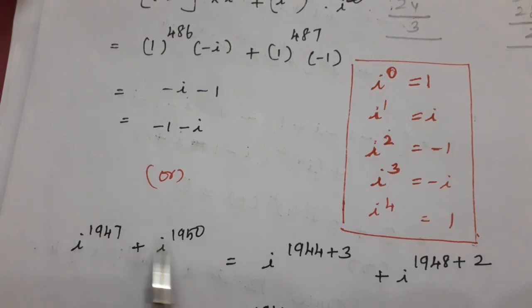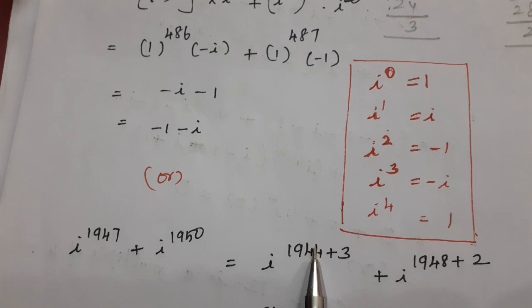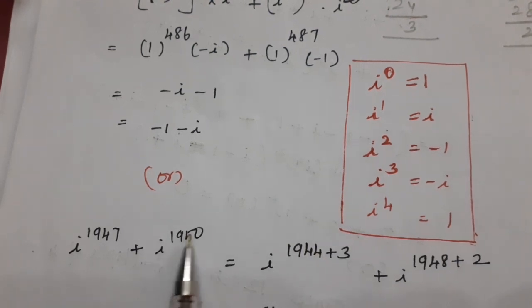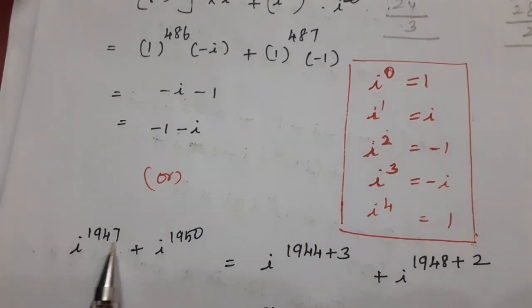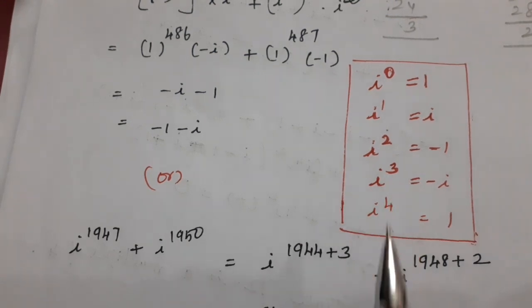i power 1947 is 1944 plus 3. 1944 is divisible by 4, balance is 3. Similarly, 48: take the last two digit number. For 11 4s are 44, balance is 3. 12 4s are 48, balance is 2. Either one of the methods you follow.